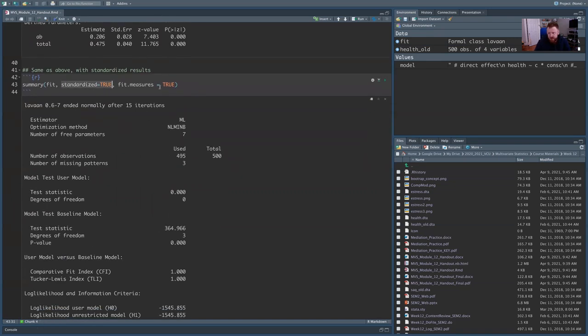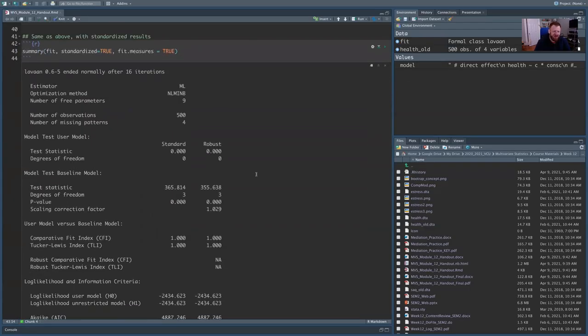I also put fit measures equals true here because I want to show you something. This is a trap that people fall into sometimes. If you get fit measures, the first thing you want to look for is your chi-square statistic, which is right here. Notice we have 0 degrees of freedom. That means this model is just identified. A just identified model, by definition, fits perfectly.